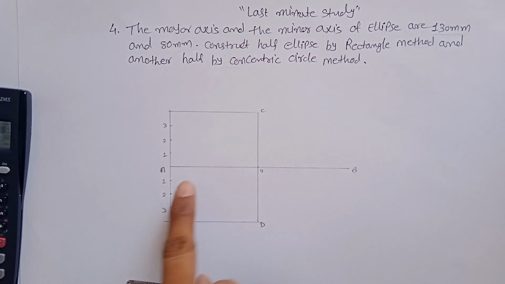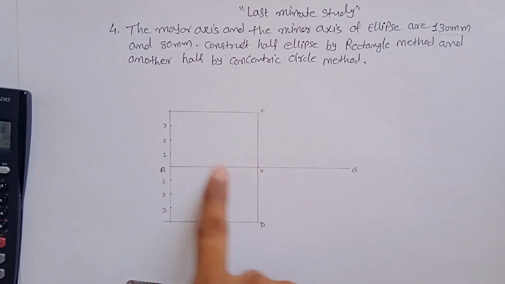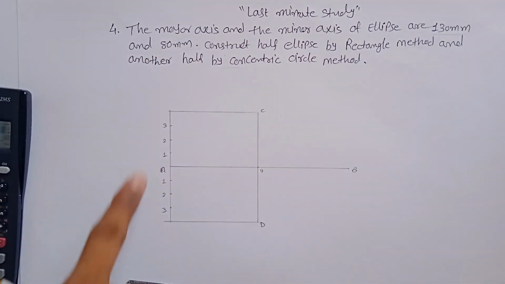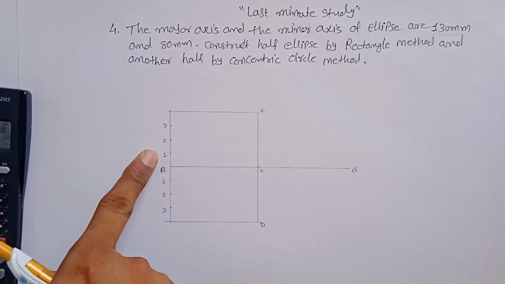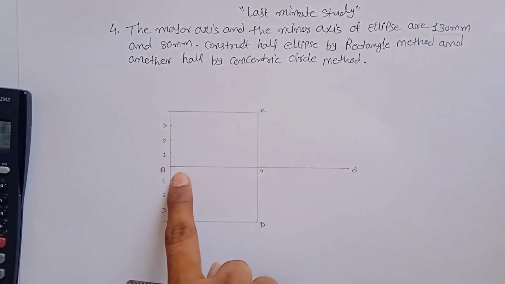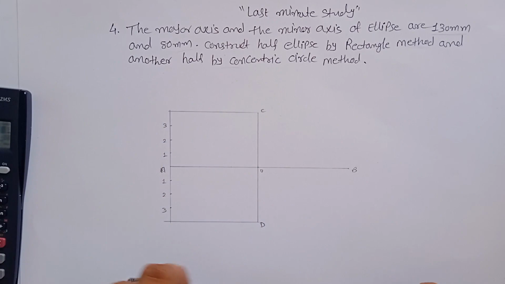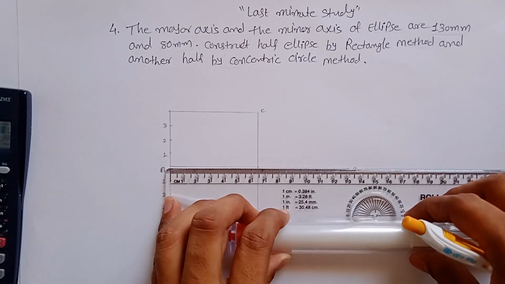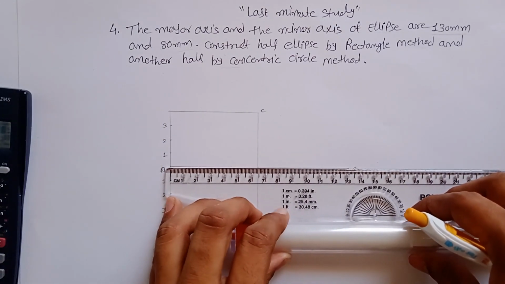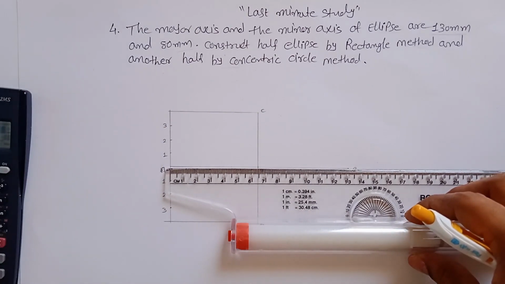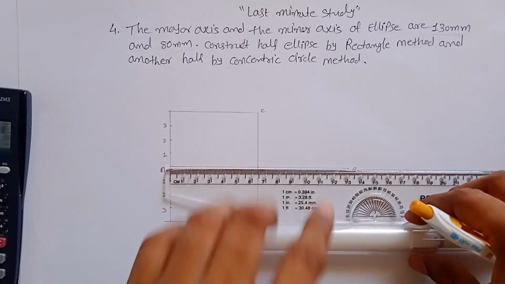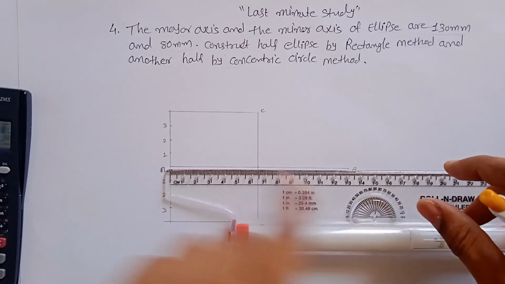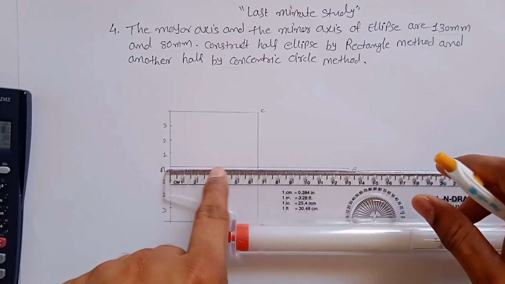This is 1, 2, 3. Now you have to divide this line into the same number of parts which you are using for this. We divided this vertical line into four equal parts, so you have to divide this into four equal parts as well. As per the measurement, you can see 6.5. You cannot divide 6.5 into four equal parts, which is 1.625, which cannot be measured using this normal scale.